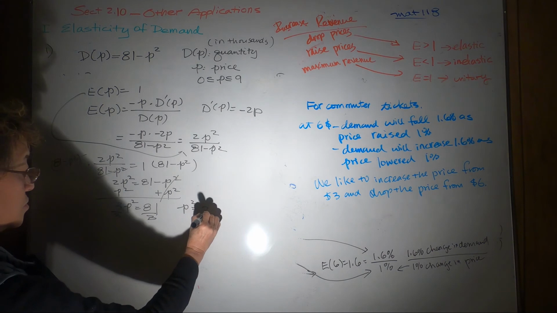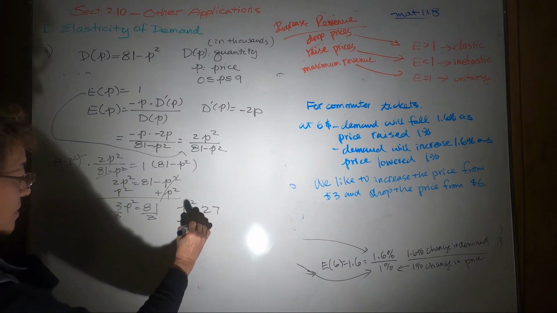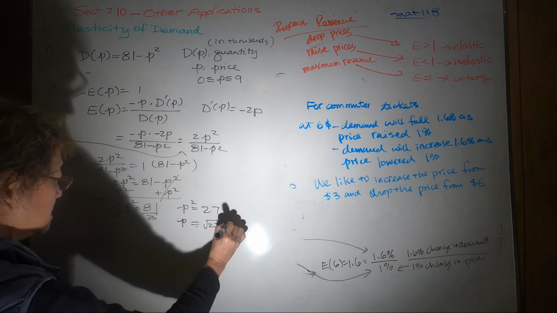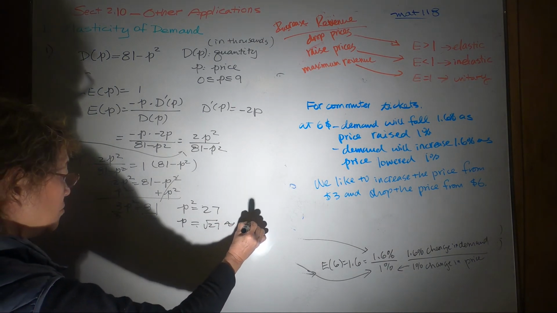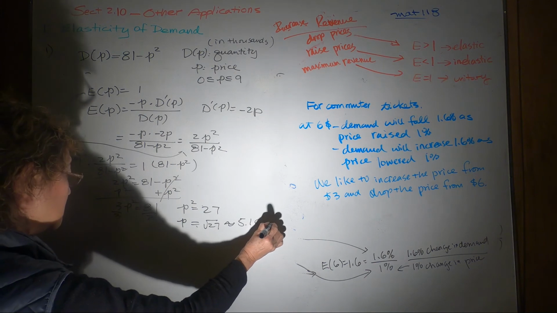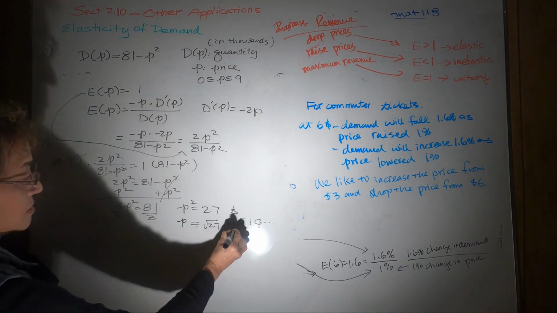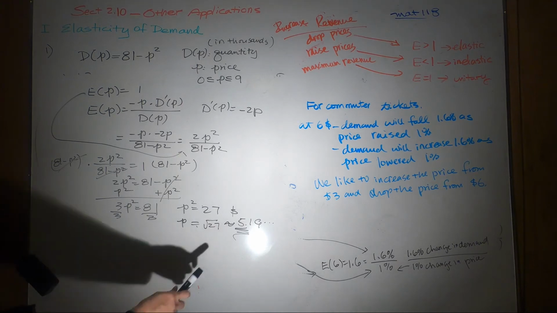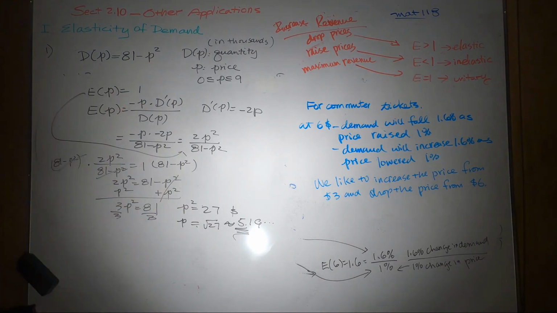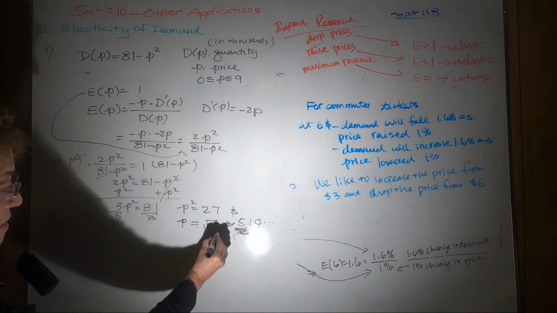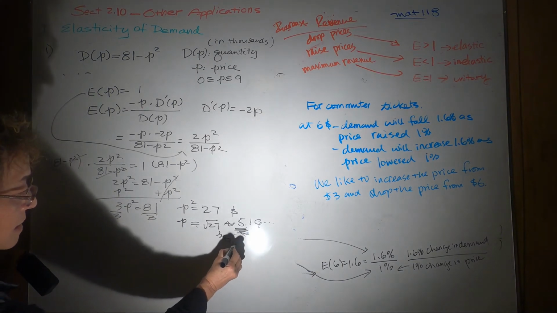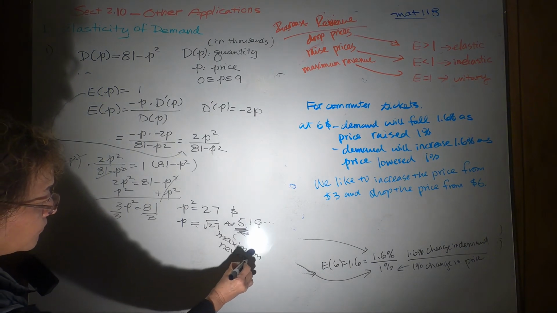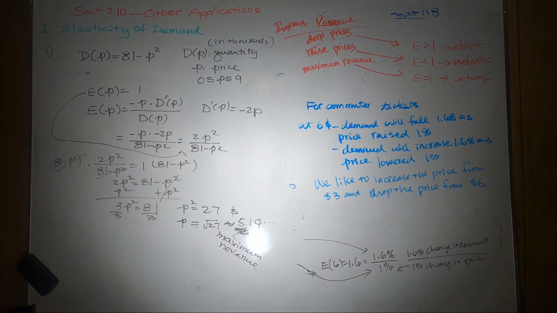So it's 27. P is about the square root of 27, right? P is, it's about what? 5.19 something. So it's saying what? Around $5. If E is 1, around $5 you will have what? Maximum revenue. Is that right?